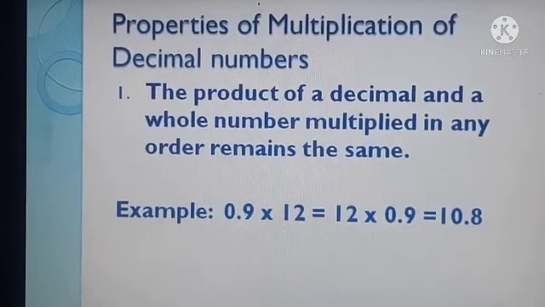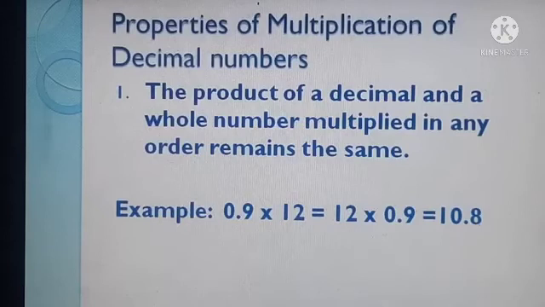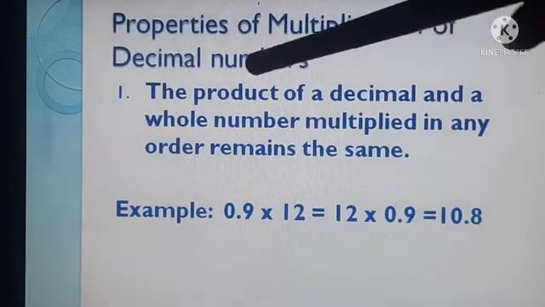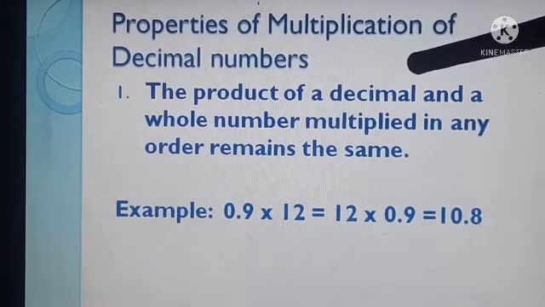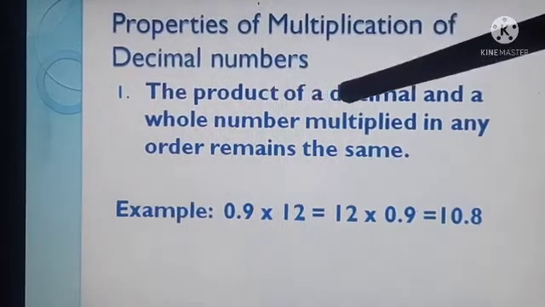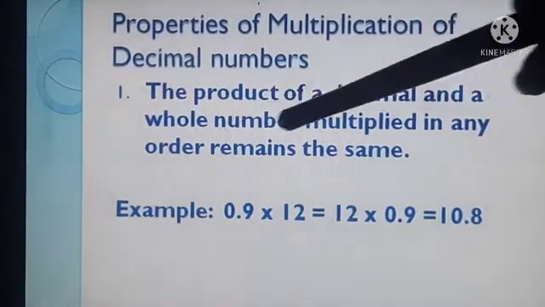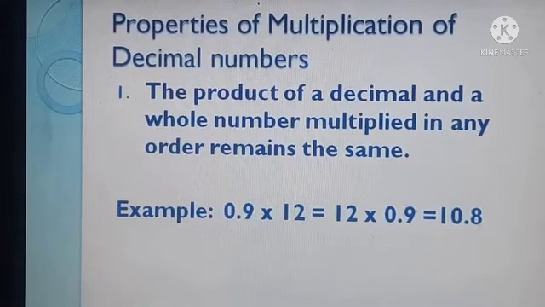So let's start our today's class with the properties. Properties of multiplication of decimal numbers. Number 1. The product of a decimal and a whole number multiplied in any order remains the same. Means if we are multiplying a whole number and a decimal number and we are changing the order, then there is no effect on the product. Product will not change.